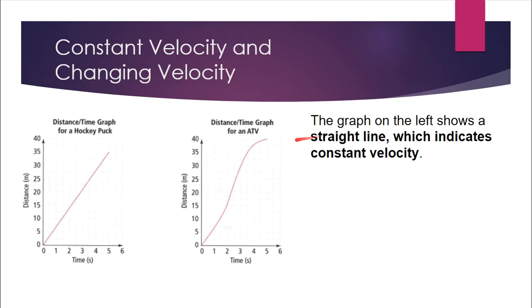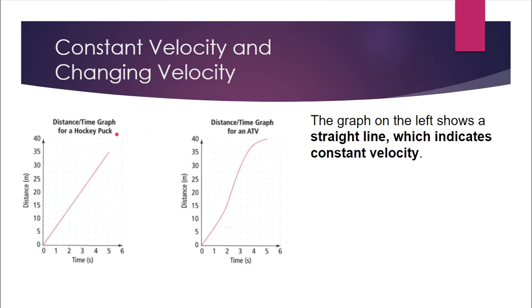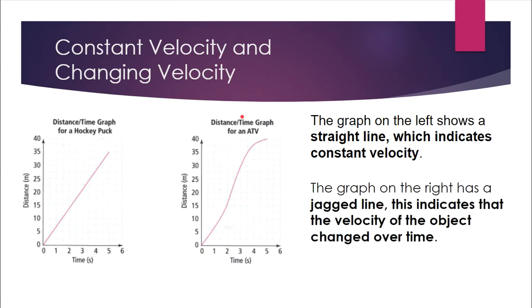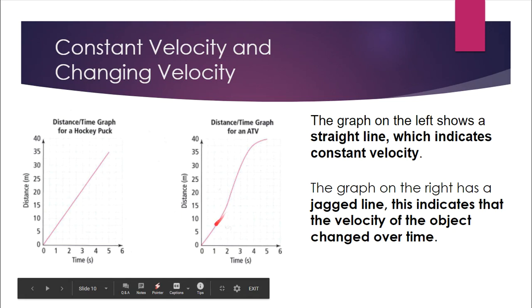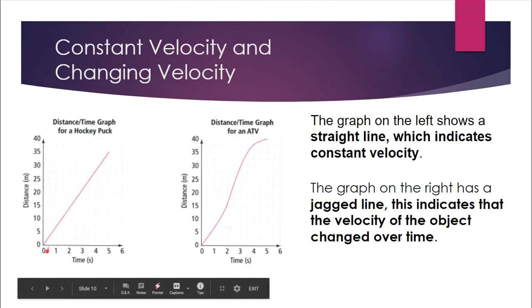The graph on the left shows a straight line. This is the distance time graph for a hockey puck. It's a straight line that is indicating a constant velocity. The graph on the right, a distance time graph for an ATV or your quad or side by side, is a jagged line or a curved line. This indicates the velocity of the object is changing over time. So this one is the same the entire time, and this one is changing the entire time.